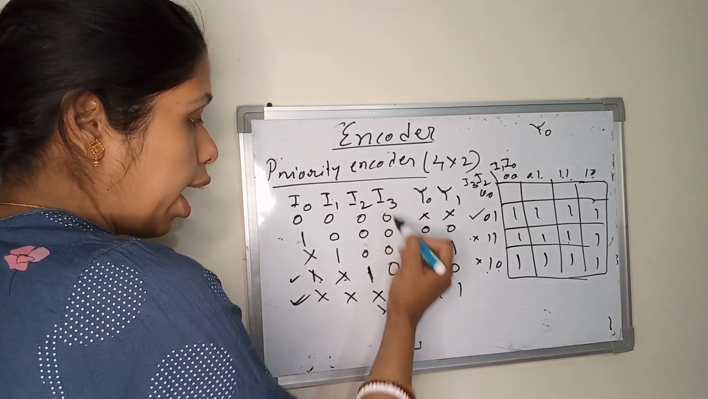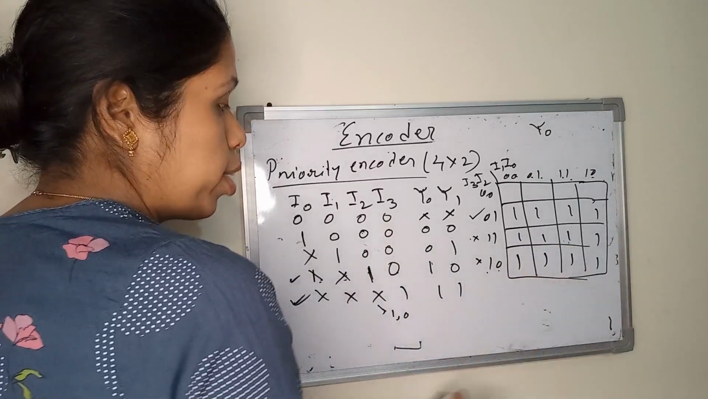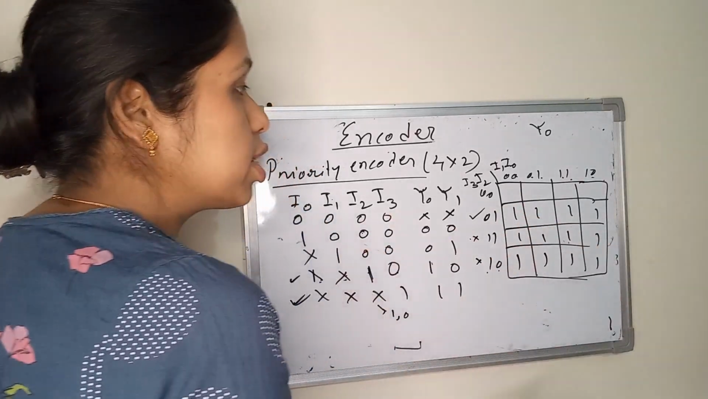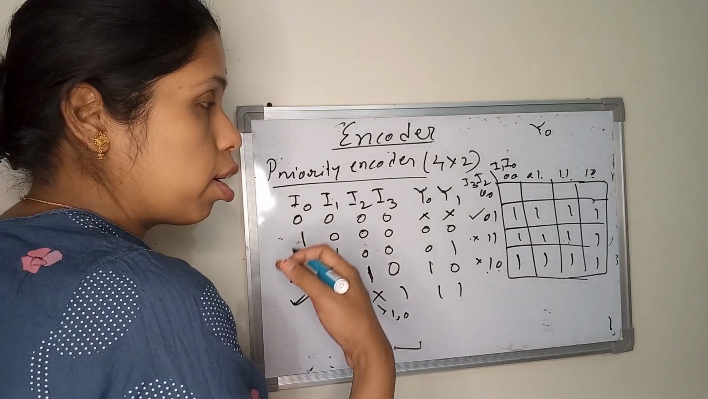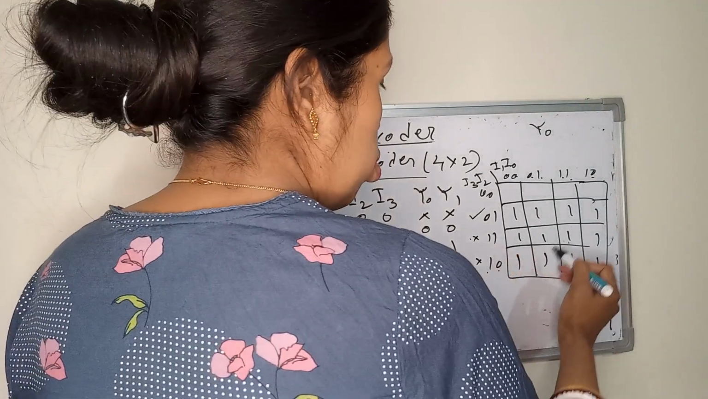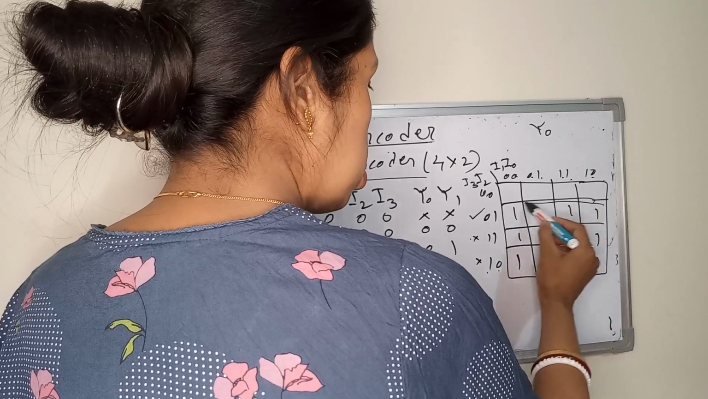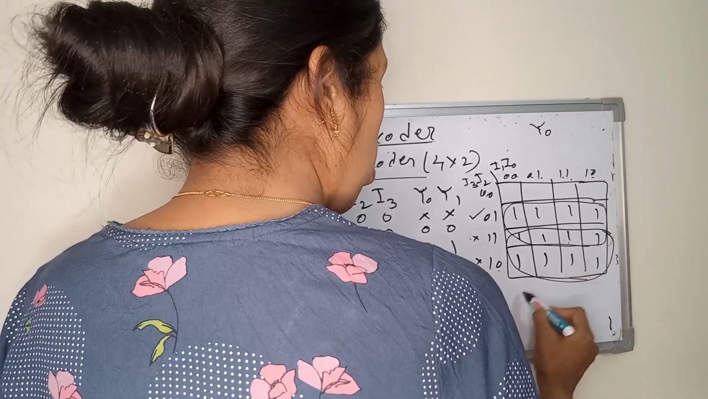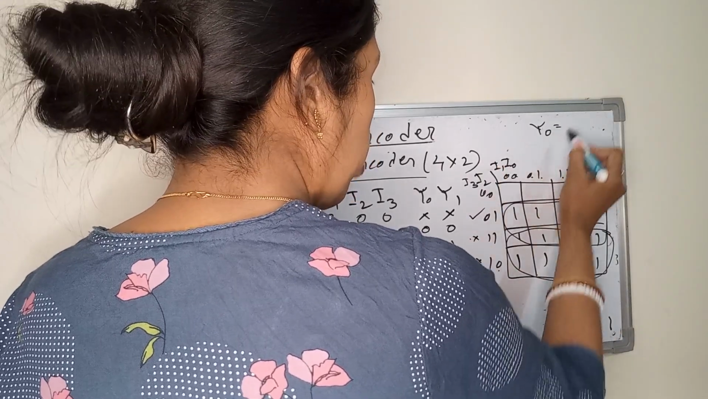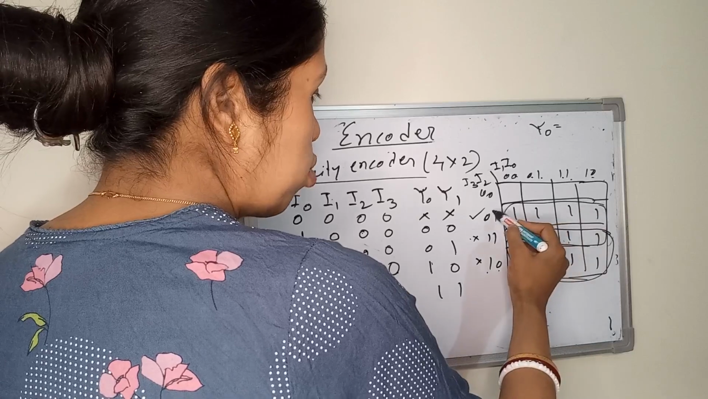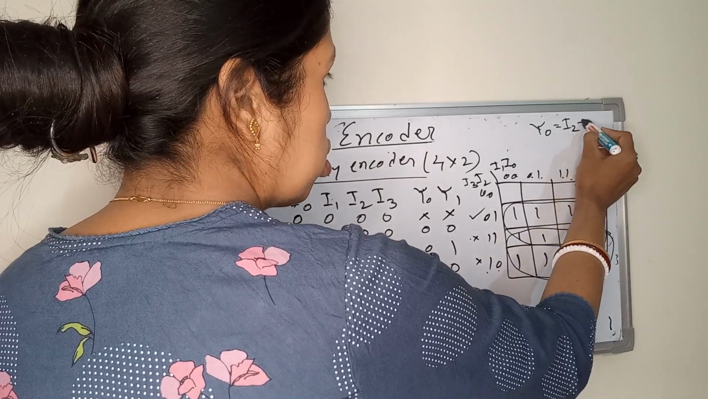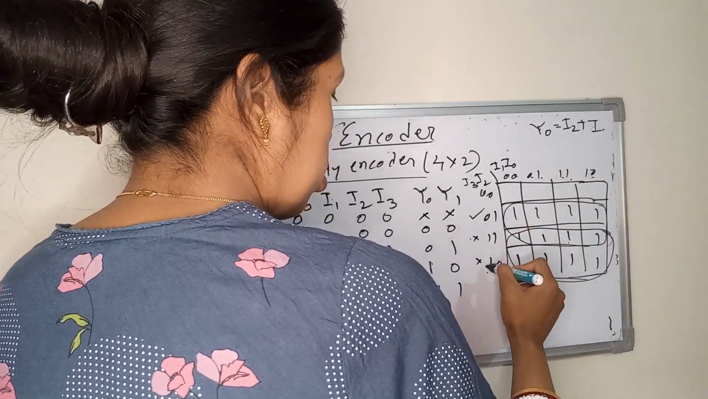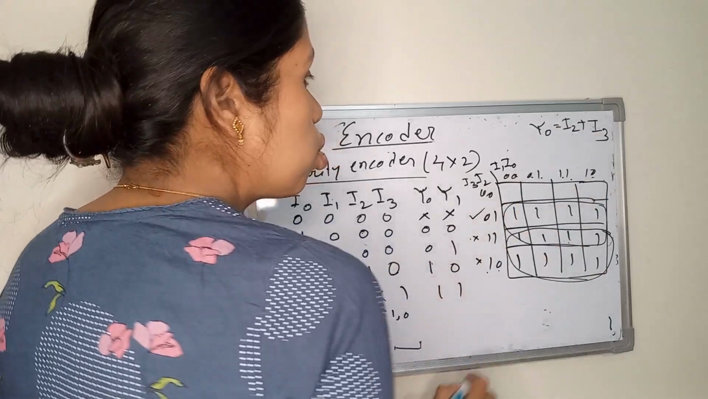I think it is clear. I3 is 1 for these two rows. Now you can see I2, I1, I0 can take any value. So in the corresponding cells you can see I2, I1, I0 values are different. Okay, so now if you want to do the pairing, this will create one octal and this will create one octal. So what is your Y0? Y0 is, from this octal you can write I2, and from this octal you can write I3. So this is your Y0.